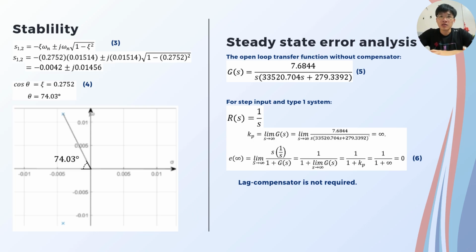For the steady state error analysis, the open loop transfer function without compensator is shown as equation 5, then the steady state error is calculated as shown in equation 6. Since the steady state error of the system is 0, therefore that compensator is not required.